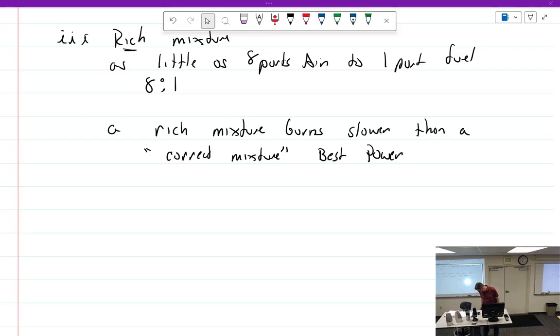Uh-oh. I see a lump. There it is. All right, let's see. Rich mixture. Lean mixture.